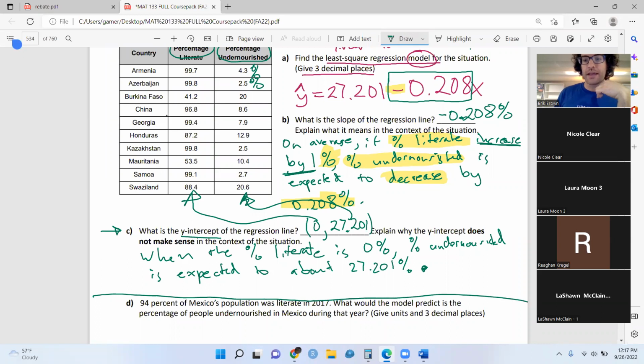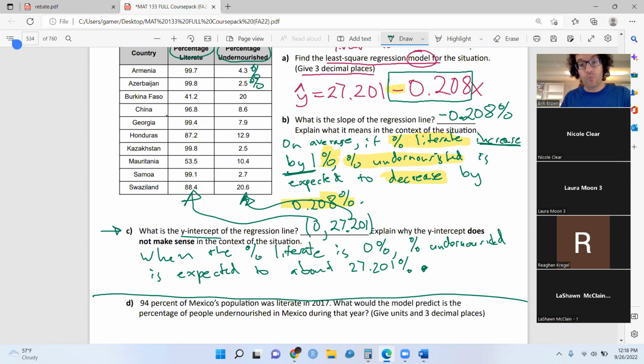Yay! The one thing is, don't worry about this yet. This is its own separate problem, this 94% stuff. For C, we're just taking this number and saying, hey, when X is 0, Y is this. That's what our equation predicts. Here's what this ordered pair means in context. If we have a nation with 0% literacy rate, we expect there to be a 27.201% undernourishment rate.